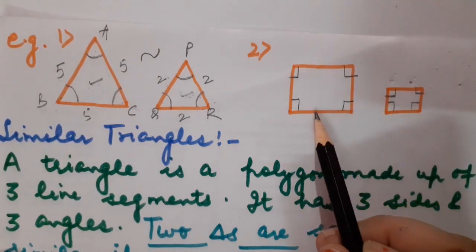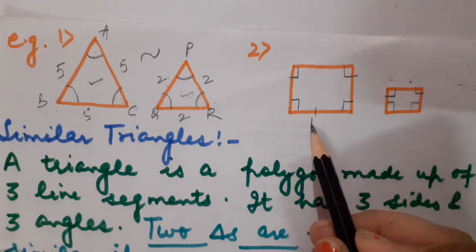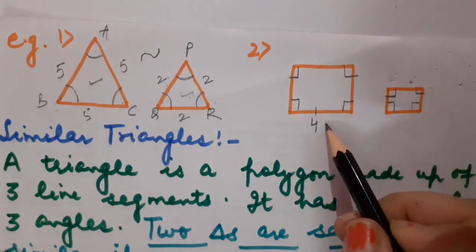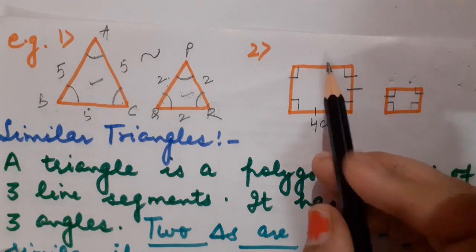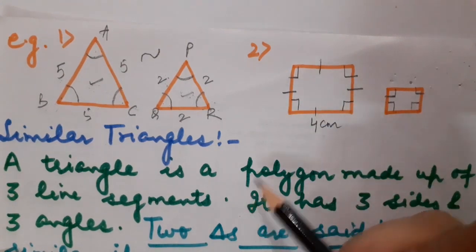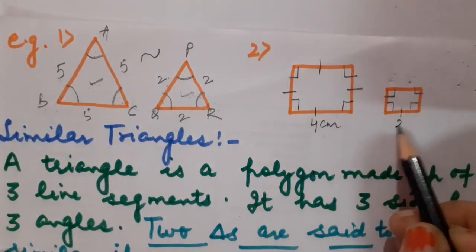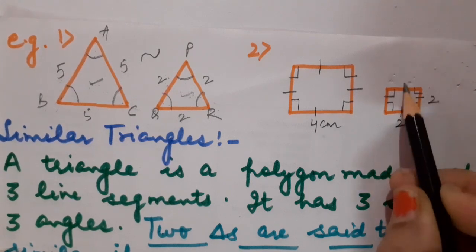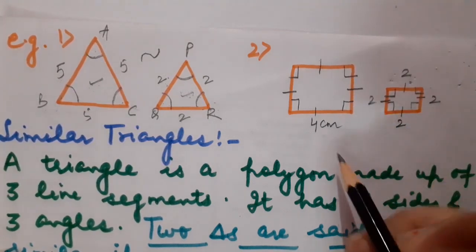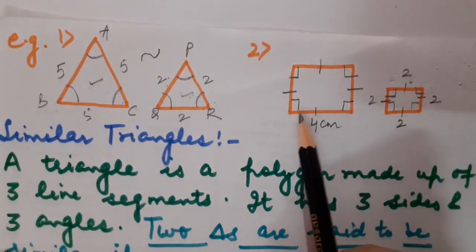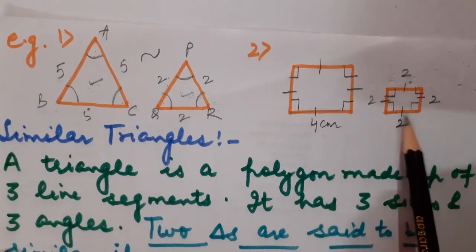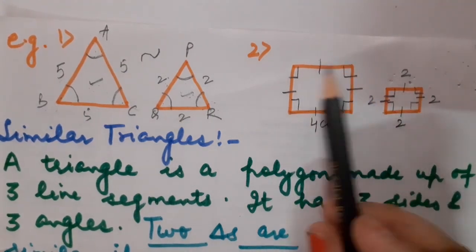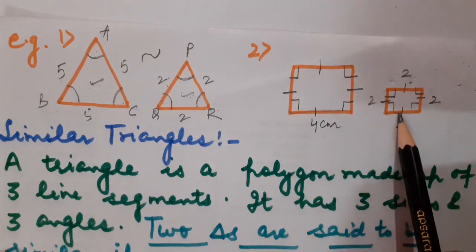If in the square I have taken, for example, 4, the length of the side is 4. It will also be 4, this will also be 4, this will also be 4. In the same manner, here I have taken 2, so this will also be 2 centimeter, this will also be 2 centimeter, and this will also be 2 centimeter. So can I say 4 upon 2 is equal to 4 upon 2 is equal to 4 upon 2 is equal to 4 upon 2.